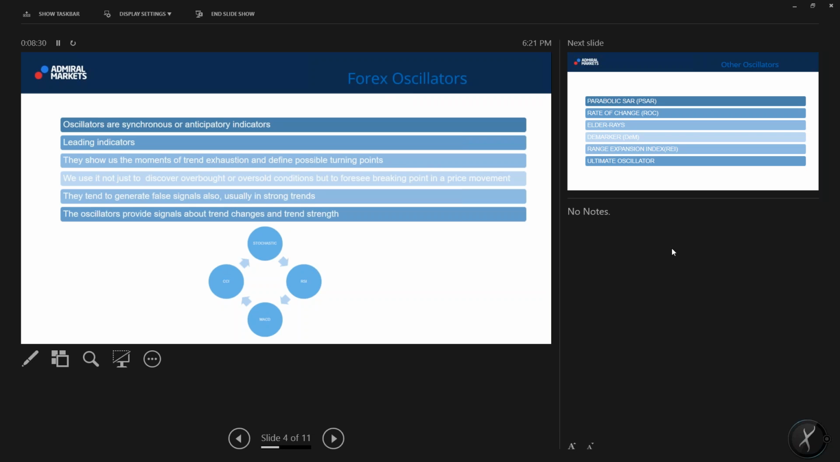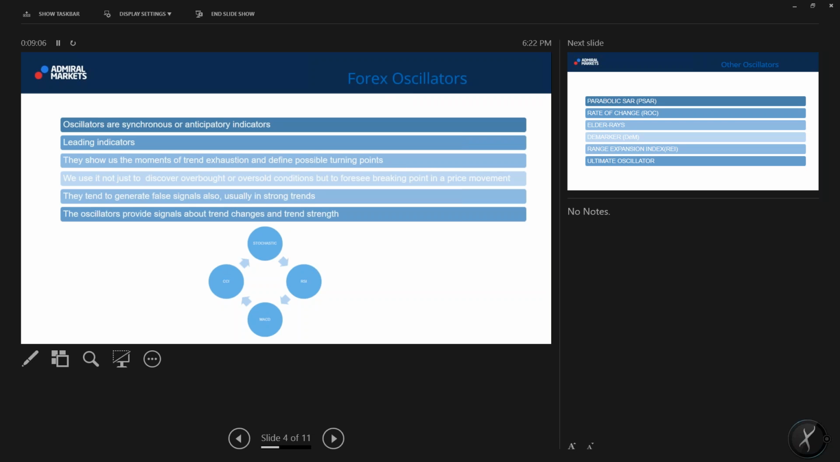Oscillators usually, as I said, find trend exhaustion and possible turning points. But as I said, it's not just to discover overbought and oversold, but to foresee breaking points in price movement. They tend to generate false signals also, usually in strong trends. That is why I say if you want to trade a system, you should always start with trend following. And this system, the array system, is a trend following system. And to easily find the trend, we have included an elite currency dot indicator.